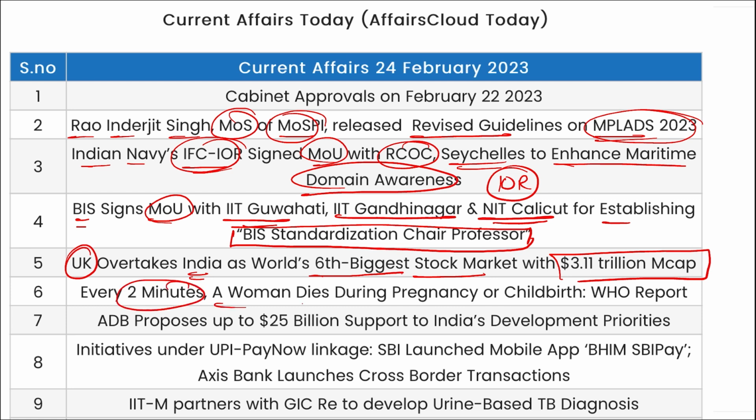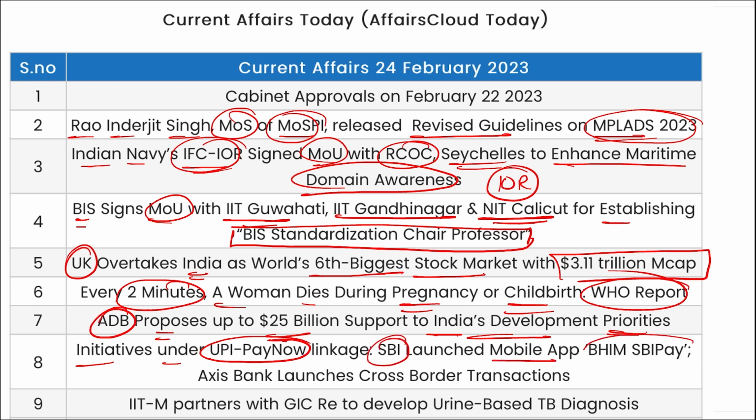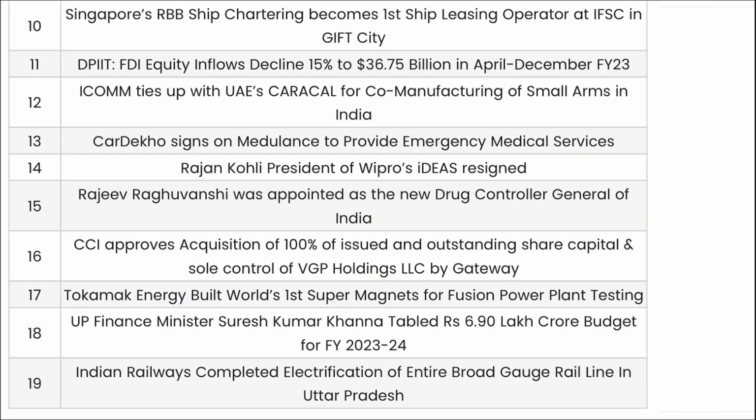Every 2 minutes a woman dies during pregnancy or childbirth as per WHO. Asian Development Bank has proposed up to $25 billion support to India's development priorities. Under UPI Pay Now, UPI of India and Pay Now of Singapore, alright, under this, SBI has launched a mobile application that is Bheem SBI Pay, and Axis Bank launches a cross-border transaction also. IIT Madras has partnered with GIC to redevelop the urine-based test for tuberculosis.